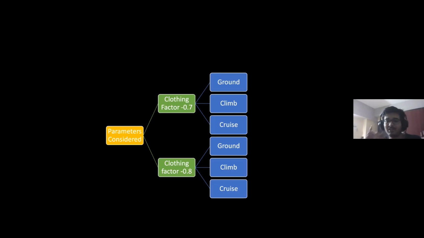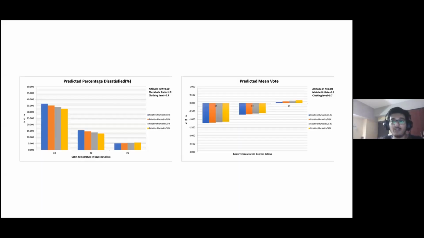And we considered three scenarios: ground, climb, and cruise, for each of the clothing parameters we have taken. Here are our results. We have taken the results at multiple points, as you can see here, both PPD and PMV. PPD is the percentage of people dissatisfied, and PMV is of course the predicted mean vote, which we have discussed, and how these two are varying.